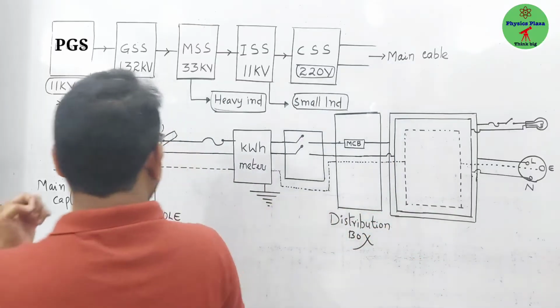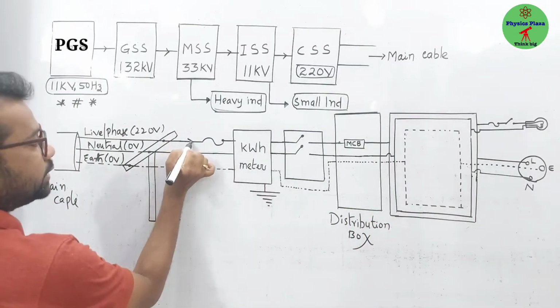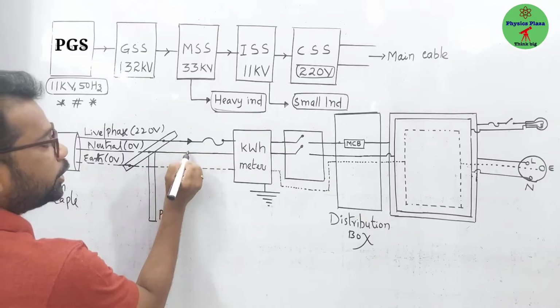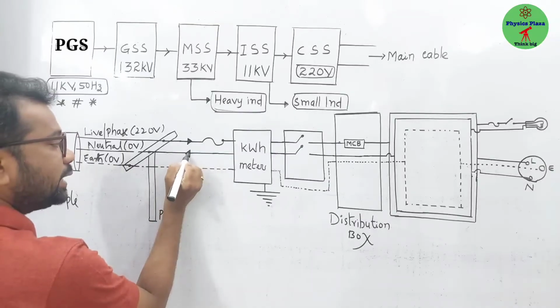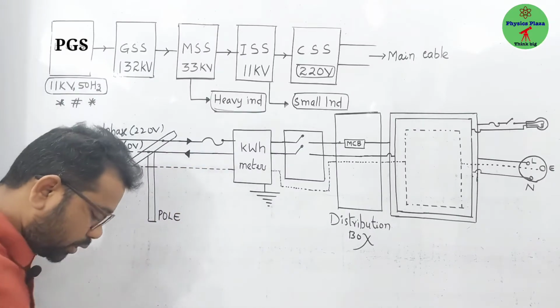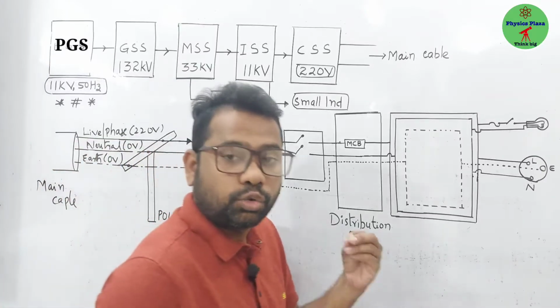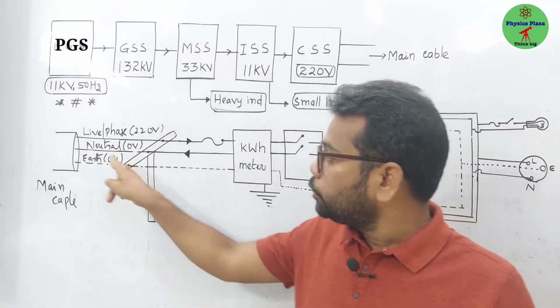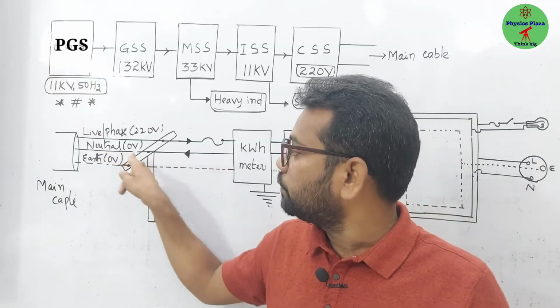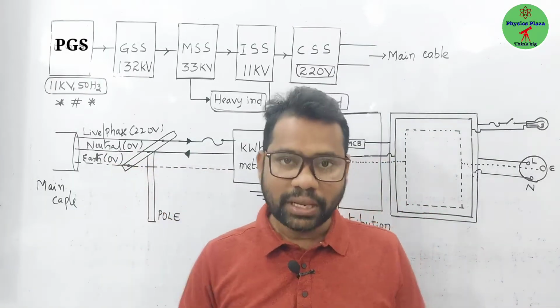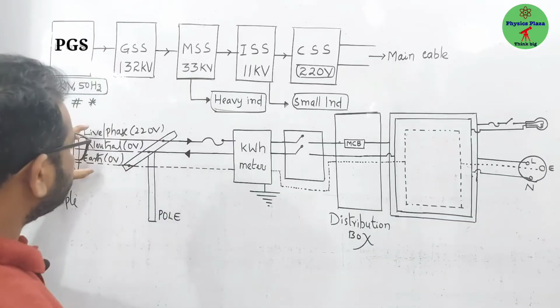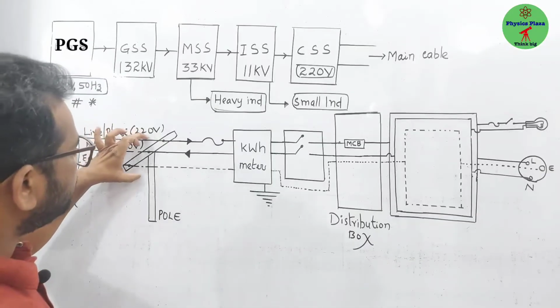And children, the live wire carries the current. The neutral wire is the return path of the current. Very important. So the live wire, which carries the current, is always at a high potential, that is 220 volt, whereas the neutral wire is the return path of the current, which is at 0 volt. Clear? Fine. So these 3 wires, children, will come to the pole.